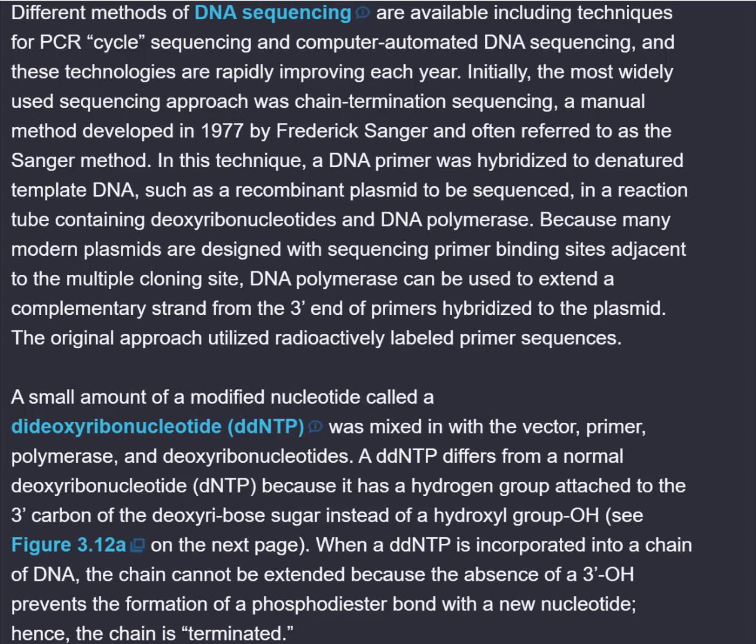In this technique, a DNA primer was hybridized to denatured template DNA, such as a recombinant plasmid, to be sequenced in a reaction tube containing deoxyribonucleotides and DNA polymerase. Because many modern plasmids are designed with sequencing primer binding sites adjacent to the multiple cloning site, DNA polymerase can be used to extend a complementary strand from the 3' end of primers hybridized to the plasmid. The original approach utilized radioactively labeled primer sequences.